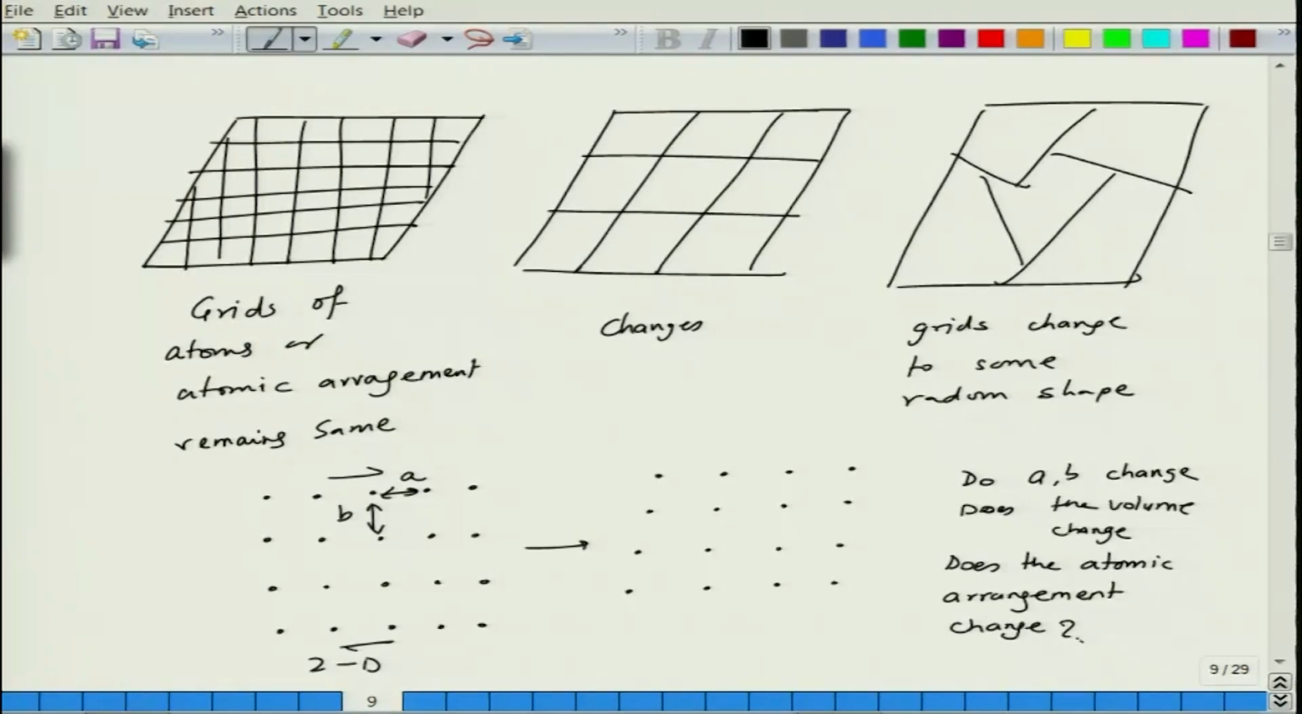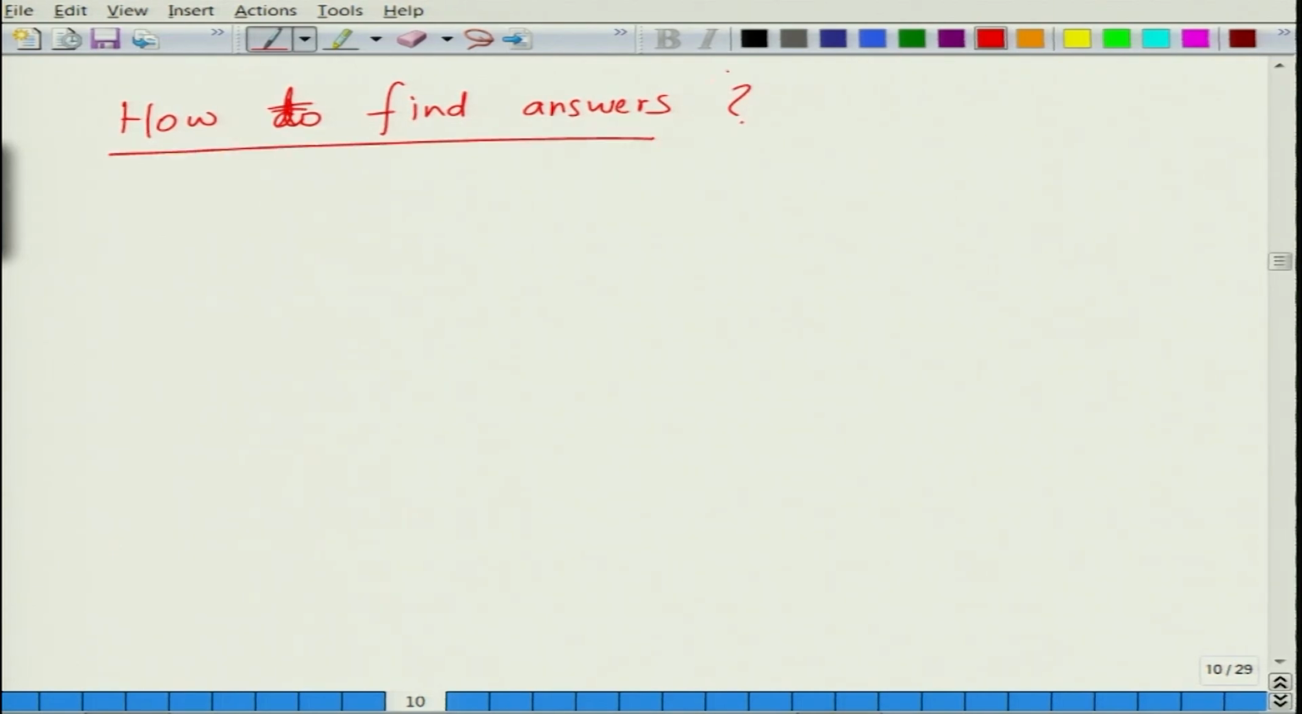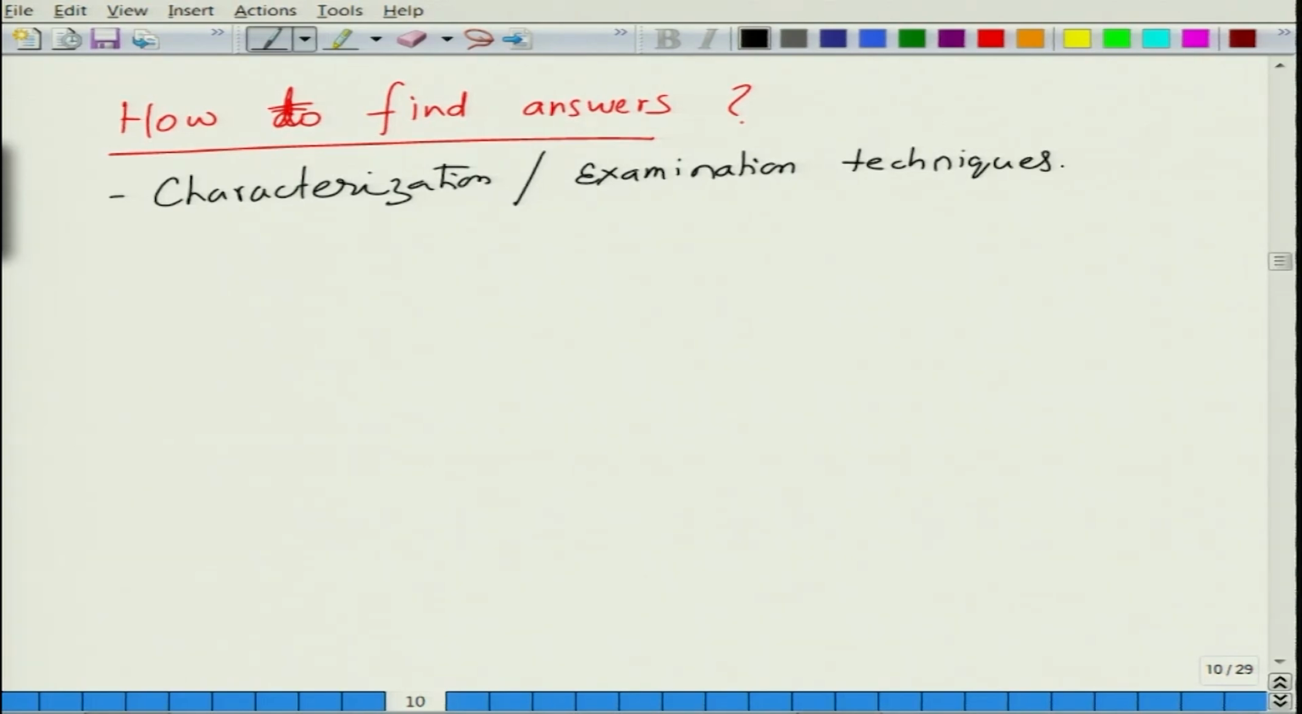So, these are the questions that we ask, and how do we find the answers? So, basically we use what we call characterization or examination techniques, which can examine the material at atomic level. So, what are the techniques? For example, one technique that we learnt is X-ray diffraction, right.